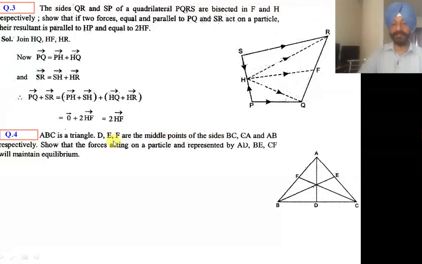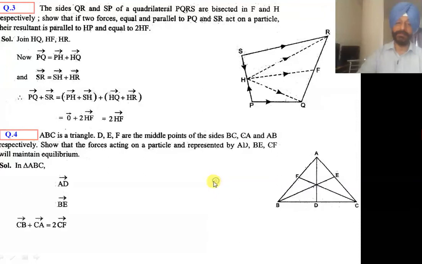Just see the figure, D, E, F are the midpoints of the sides AB, BC and CA. So AB plus AC is equal to 2AD, BC plus BA is equal to 2BE, and CA plus CB is equal to 2CF.